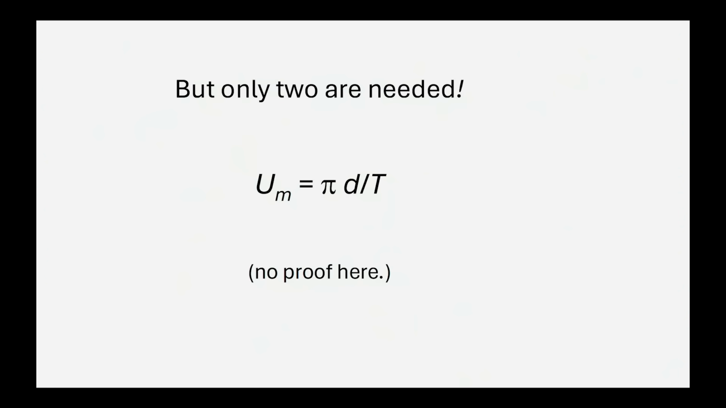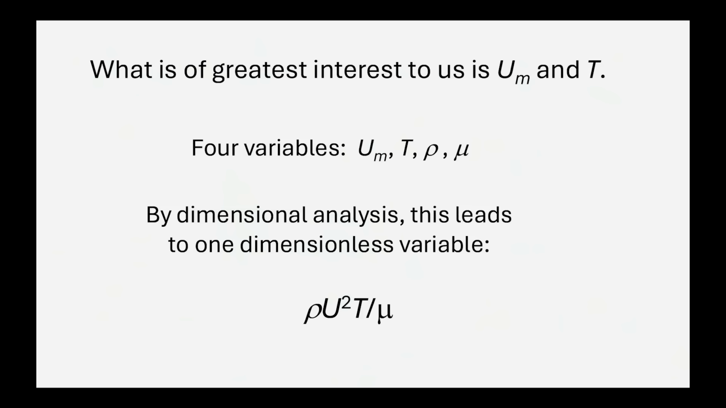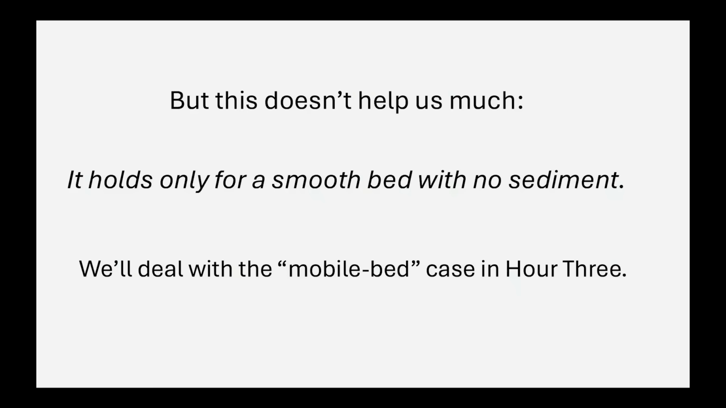Only two of these are needed, but it's UM and T that we as sedimentologists are mostly interested in. So we have four variables, UM, T, rho, and mu, and of course we get a dimensionless variable. But it turns out that this doesn't help us much. I just sort of mentioned that you can do that. It holds for a smooth bed with no sediment, but we're dealing with the mobile bed case pretty soon, for sediment transport.